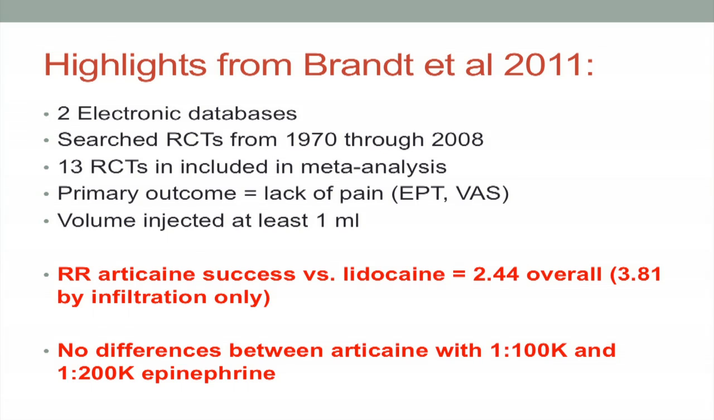The relative risk shown here means that this is the chance that Articaine would be more successful than lidocaine. Note that in this study, Articaine appeared to be almost 2.5 times more likely to produce successful anesthesia than lidocaine, and Articaine was nearly 4 times more successful when only infiltration injections were considered.